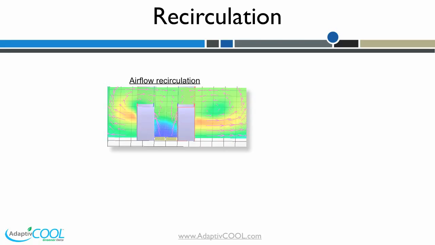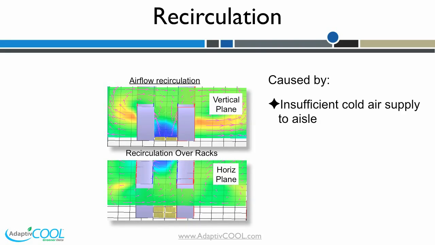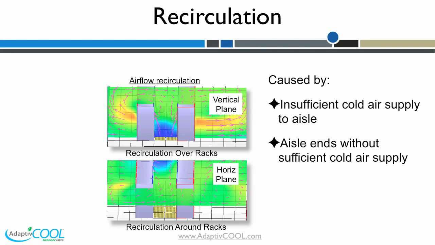Hot air discharged into the hot aisle can circulate back to the cold aisle. This happens when the volume of cold air intake of the servers is larger than what is available from the cold aisle. The hot air can have multiple recirculation paths. The hot air can recirculate around or over the racks into the cold aisle if an adequate amount of cold air is not supplied. Here you can see the airflow recirculation pattern in vertical and horizontal planes.